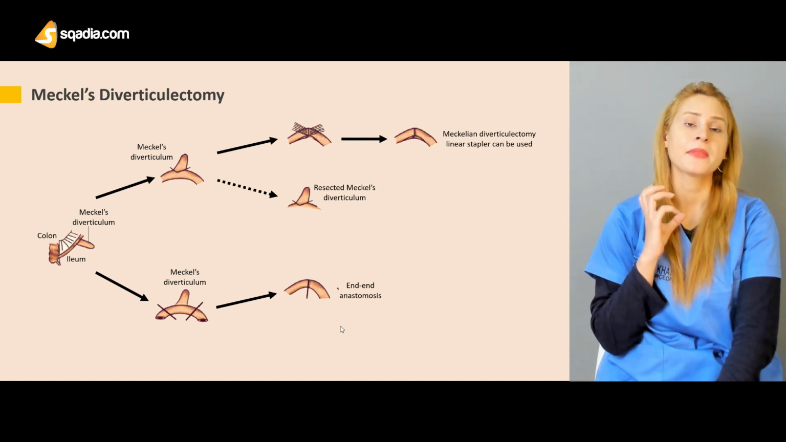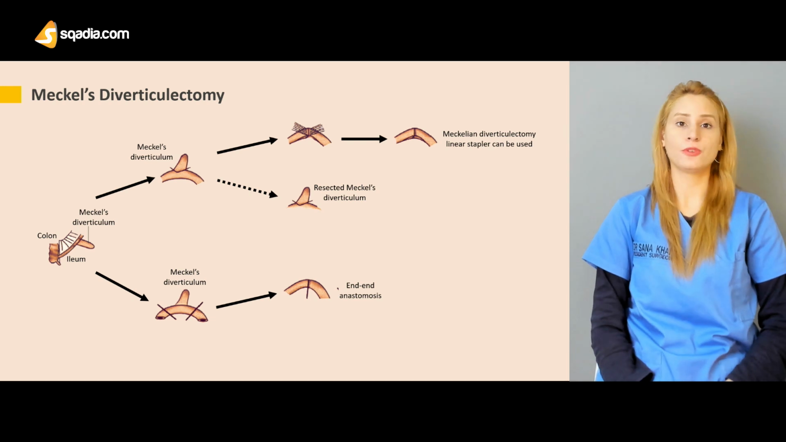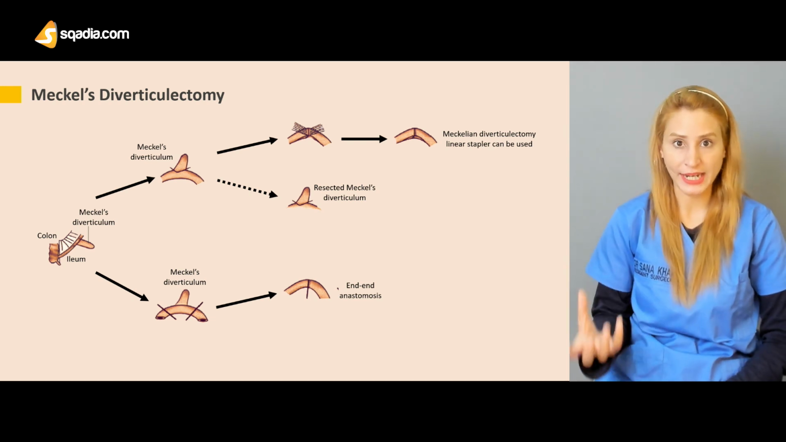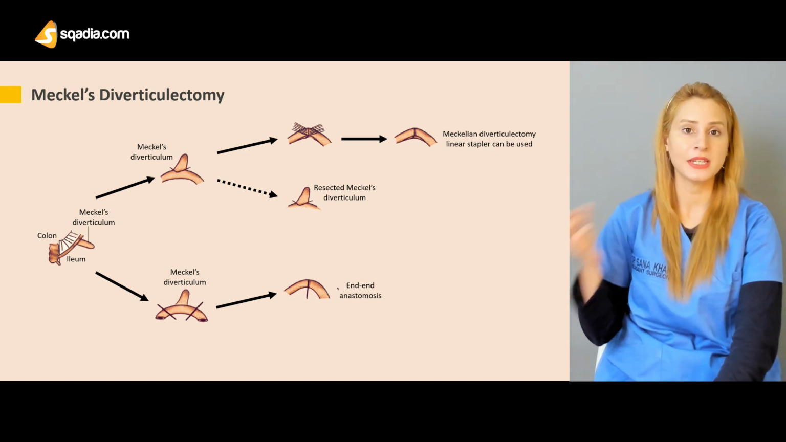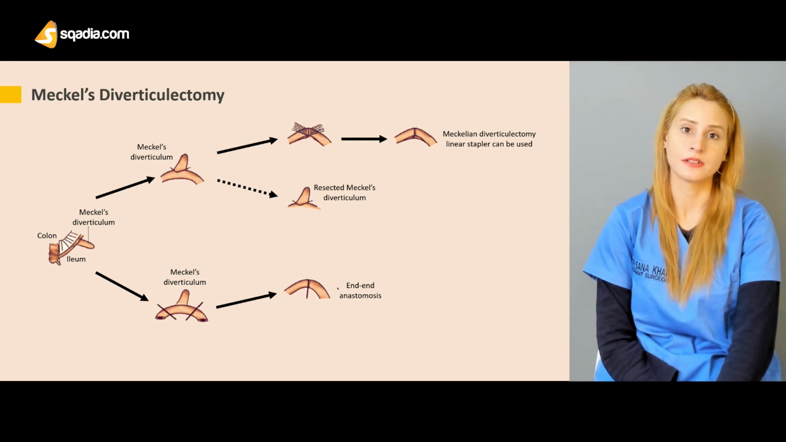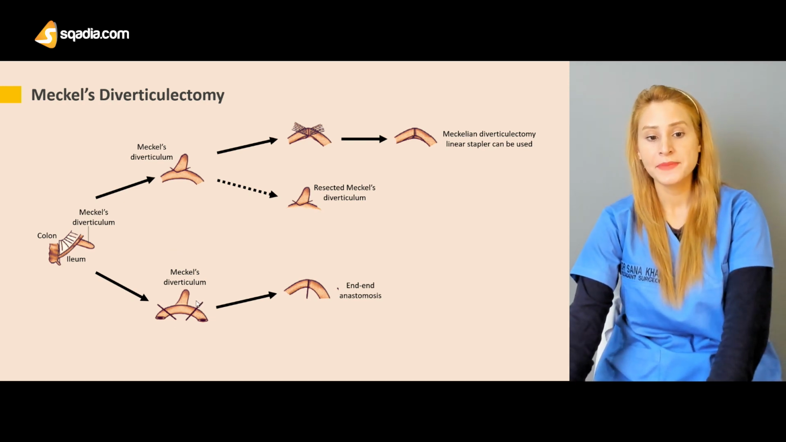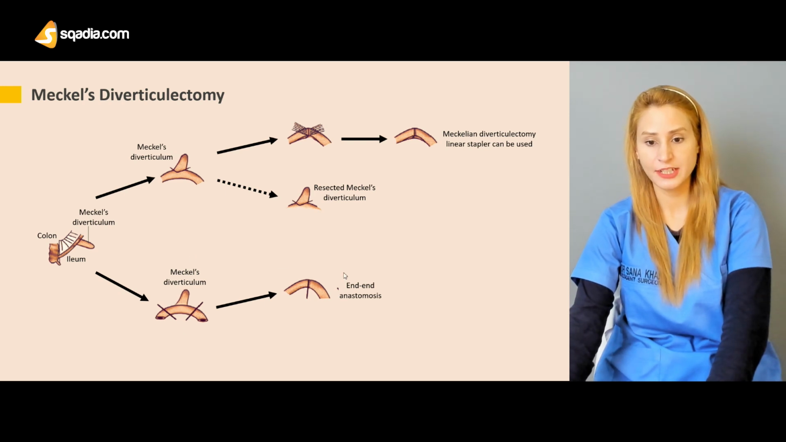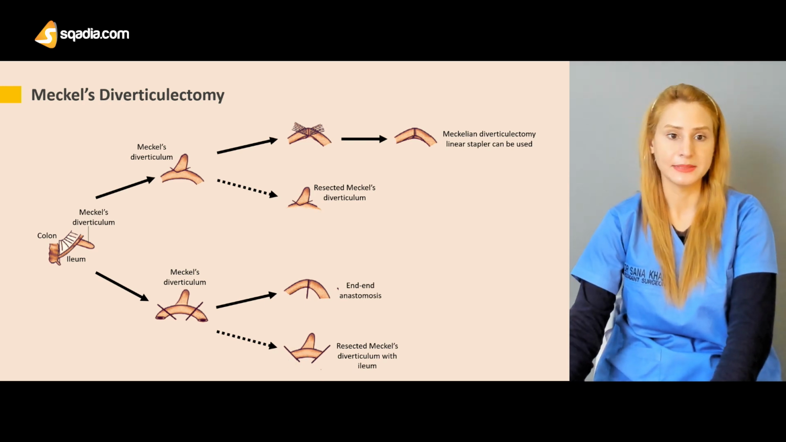In case of limited gut resection, if you think there is a lot of sepsis, or a lot of free fluid and a lot of pus being drained, then you don't have to go for a primary anastomosis. Maybe you do the ileostomy, and later on after weeks you come and do the primary repair. But in simple cases, you can resect this part along with the Meckel's diverticulum, and you can go for end-to-end anastomosis. So this is a resected Meckel diverticulum with ileum.